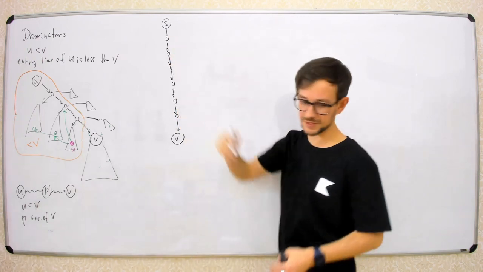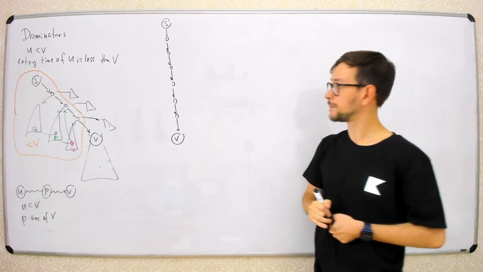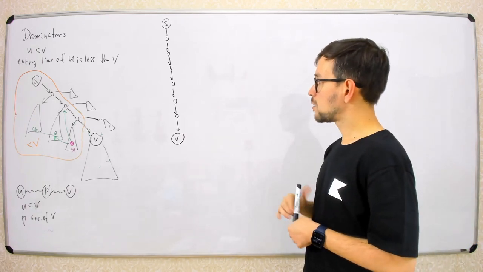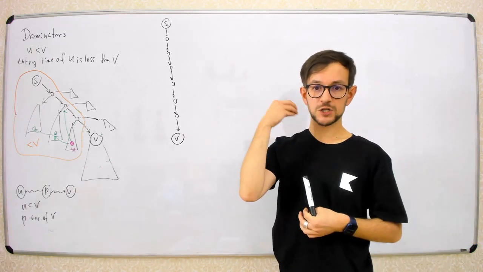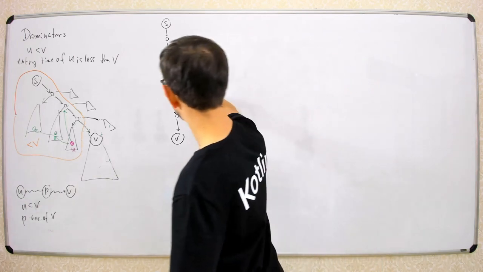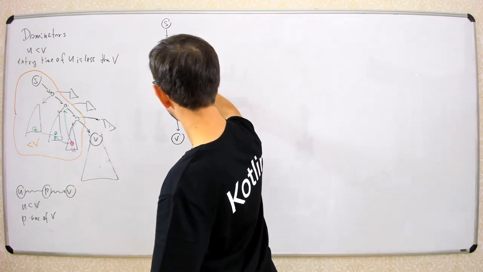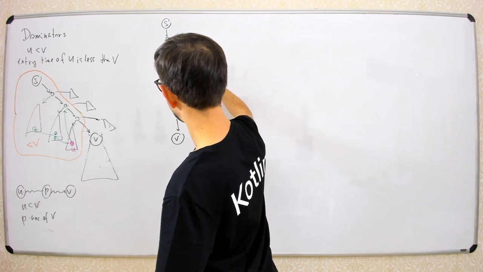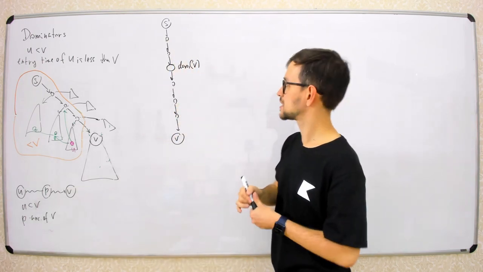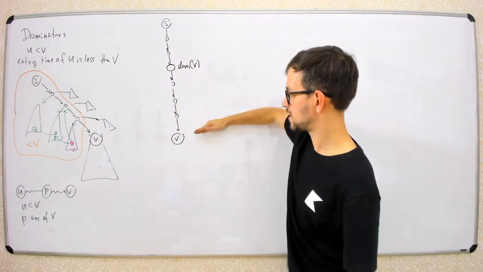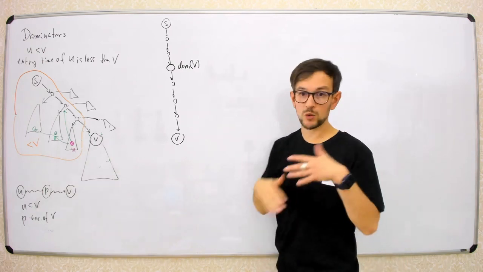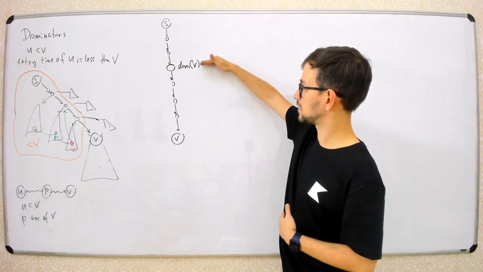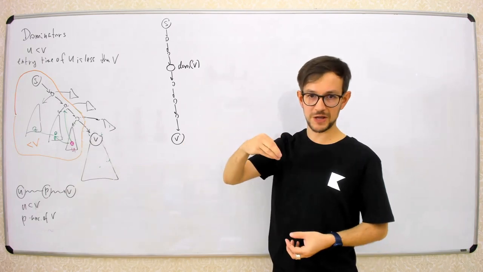So we have a lot of ancestors in this DFS tree. Now, we want to prove that one of the nodes is actually a dominator. So let's prove that this node is a dominator of V. It is the immediate dominator, so it is the lowest possible node which dominates node V. How can we prove that some node actually is the lowest possible dominator of V?